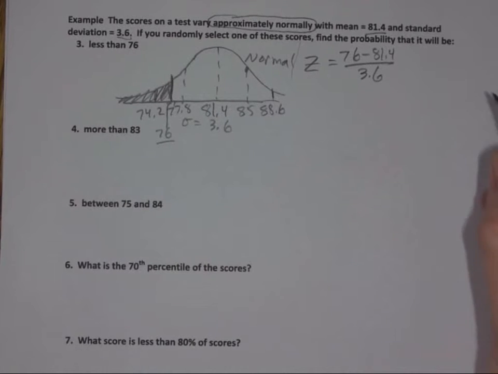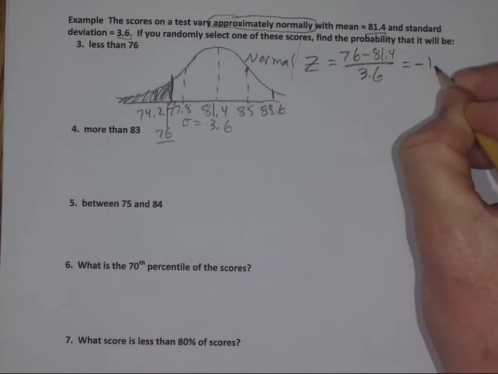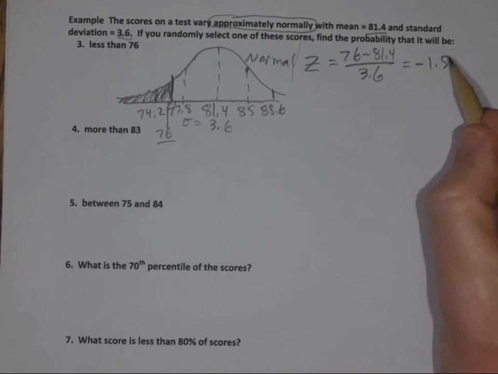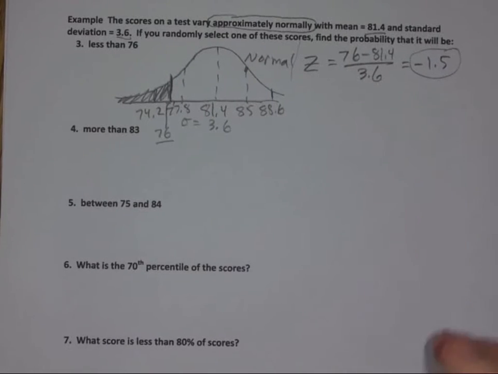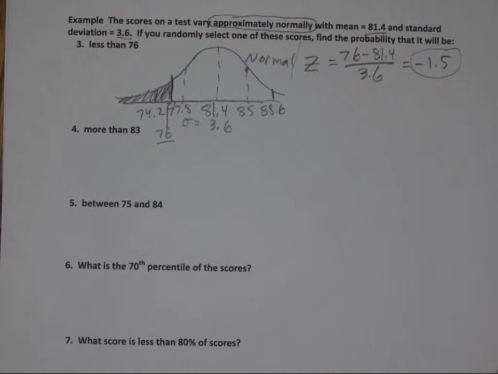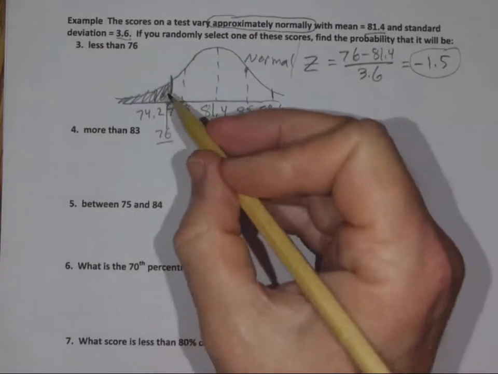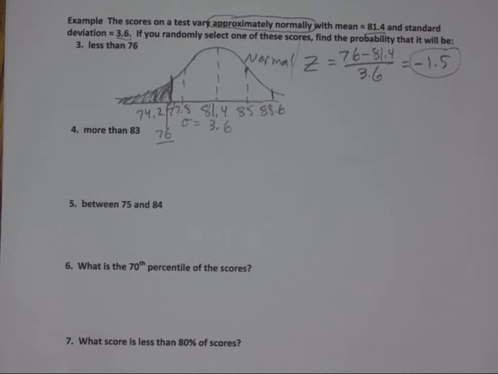And so in this case, it ends up being negative 1.5. So my value is minus 1.5 standard deviations below the mean. It's not way below the mean, but it's pretty significantly below the mean. So to find this area here, we're going to go to our table A.